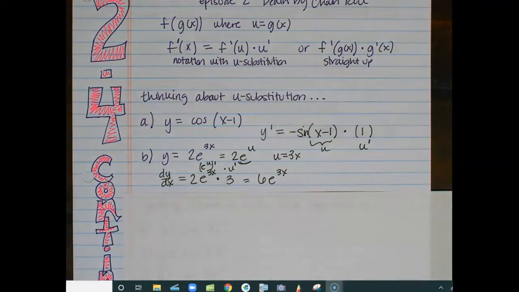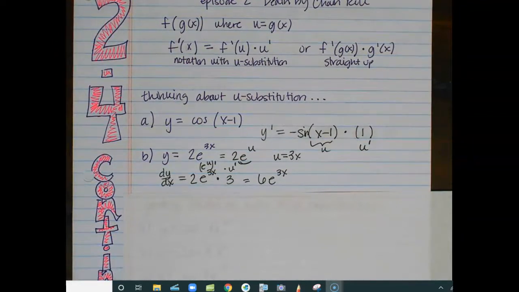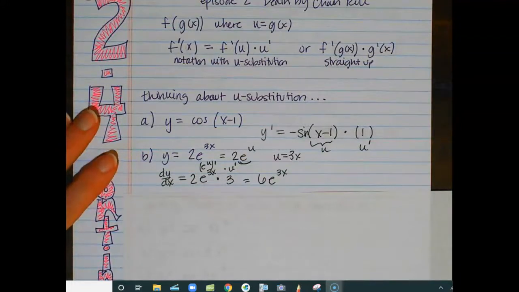I'm going to keep doing u substitution so that becomes more and more familiar to you. It probably still seems a little bit weird and awkward right this second. Okay, so what else do we have?